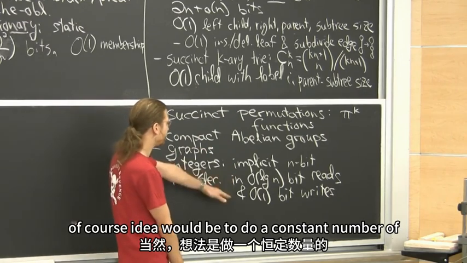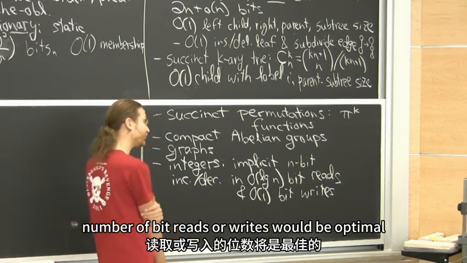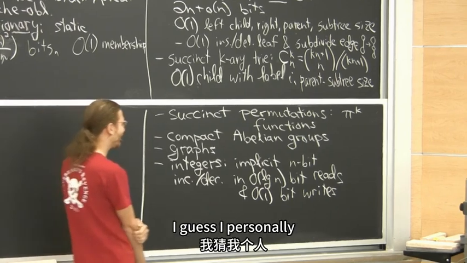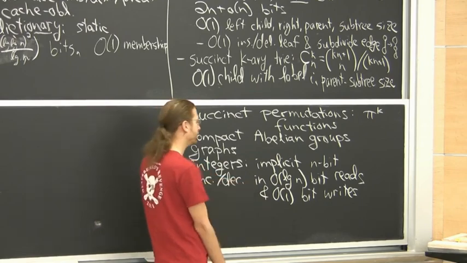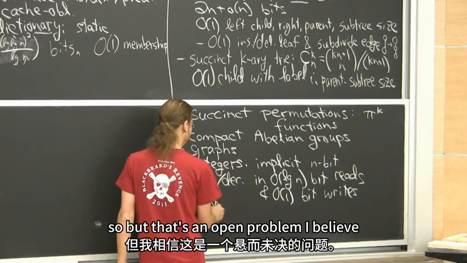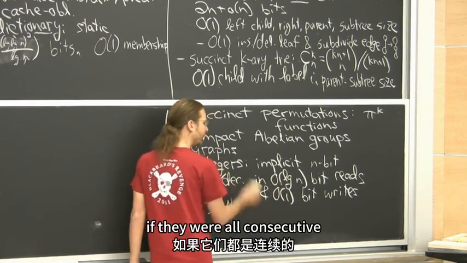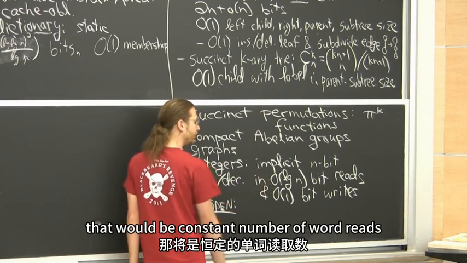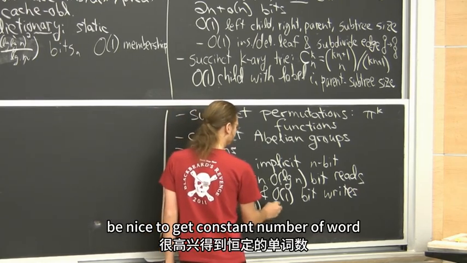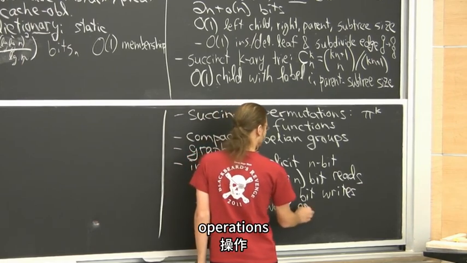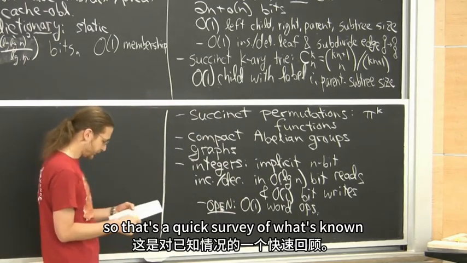So this is pretty good. Of course, ideal would be to do a constant number of bit reads or writes, I guess. I personally would be interested in getting a constant number of word reads and writes. But that's an open problem, I believe. So there's only order log n bit reads. If they were all consecutive, that would be a constant number of word reads, but they're kind of spread out. It'd be nice to get a constant number of word operations. So that's a quick survey of what's known.